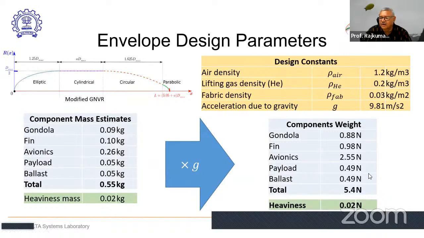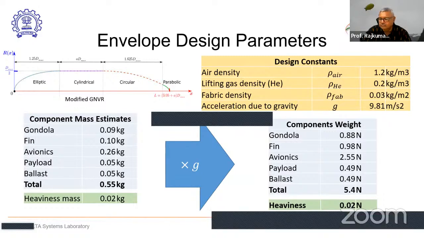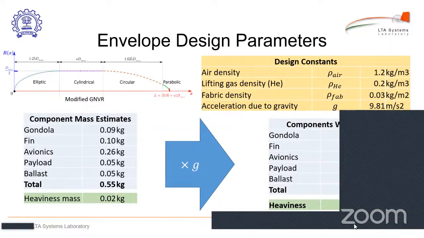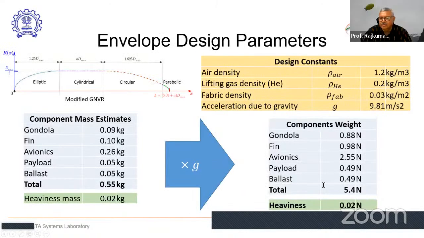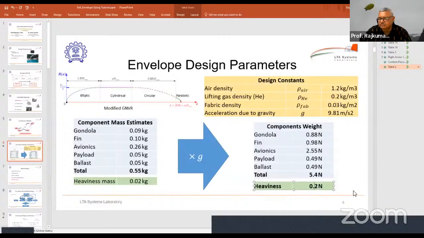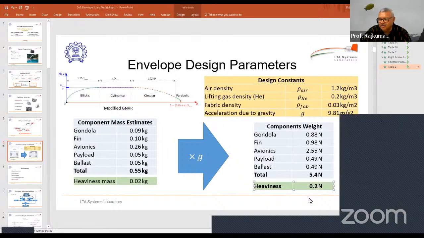So here also, I think again, there is a small typo. Sir, heaviness should be 0.2 newtons. Yeah, that's what I'm just trying to correct. So sorry about these minor typos. They do happen once in a while.